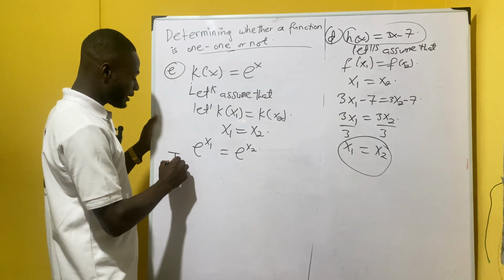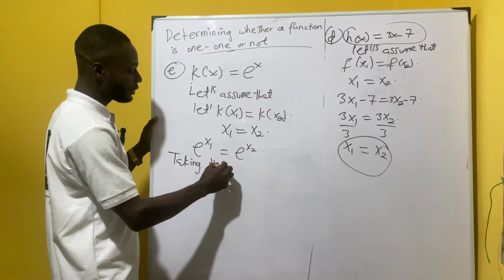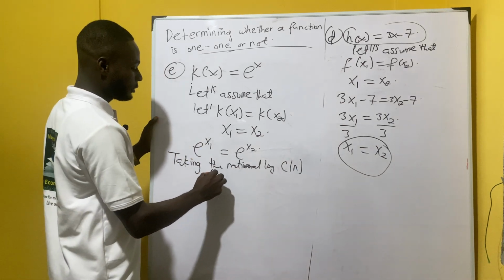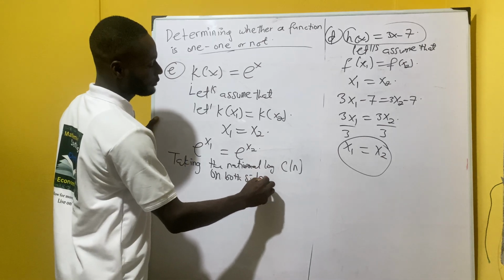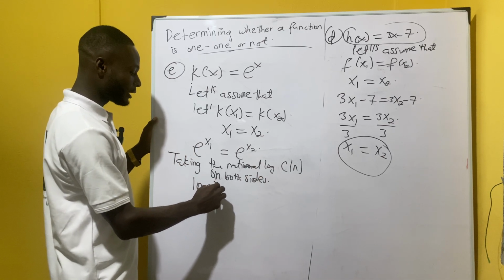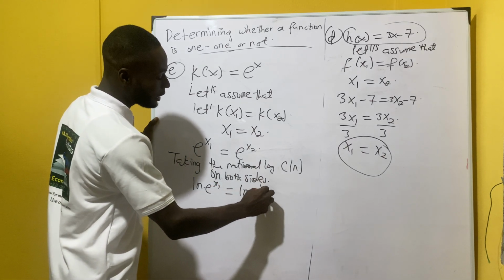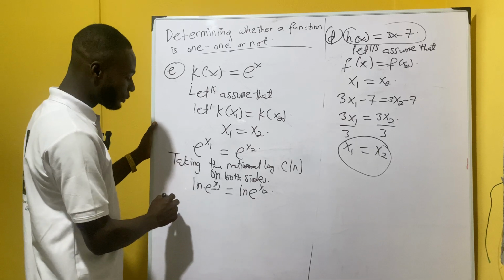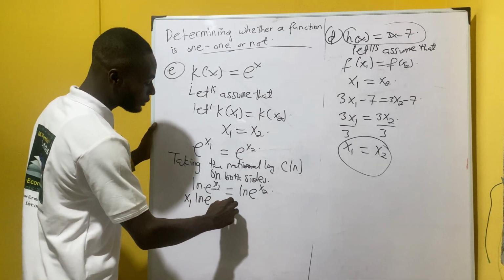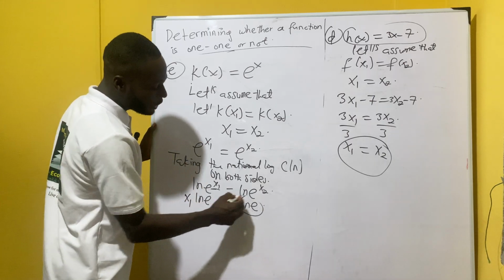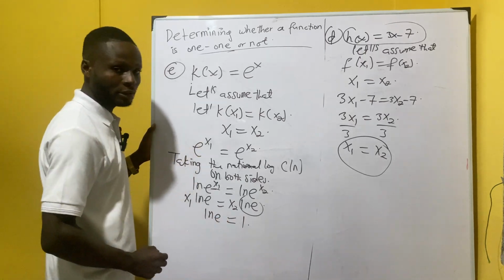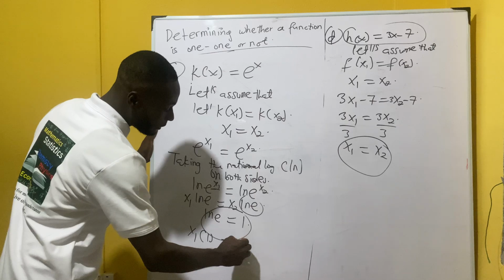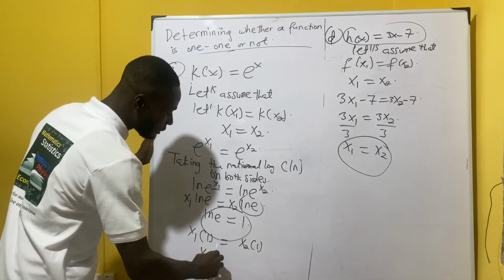So what do we do? We take the natural log on both sides. That is the ln, right? On both sides. Right. So ln of e power x1 is equal to ln of e power x2, right? And we know that the power rule, we have to take the exponent to the front of the ln, right? So we have x1 ln e should be equal to x2 ln e. And we are aware that ln e is equal to 1, right? So if ln e is equal to 1, then we have x1 into 1 should be equal to x2 into 1, right? So we have x1 is equal to x2.